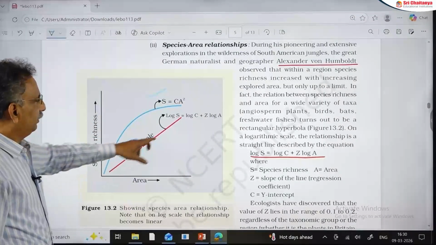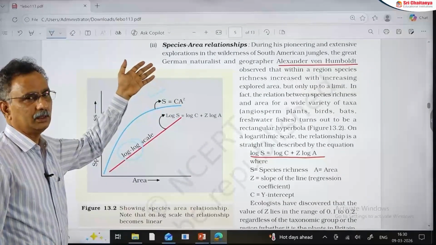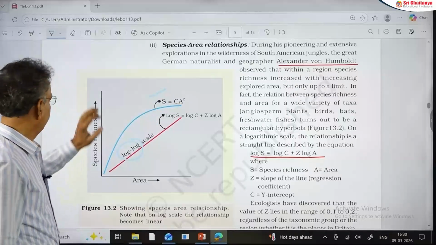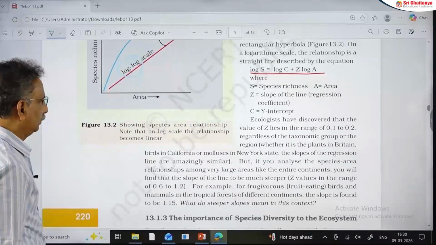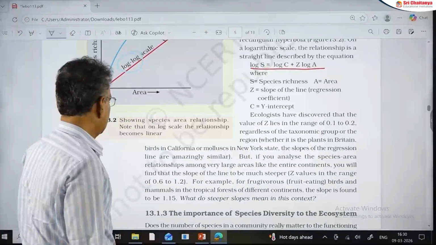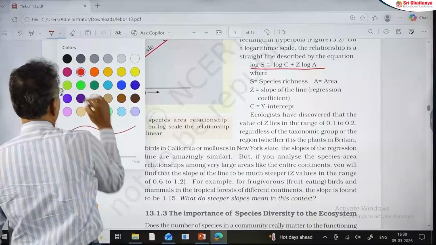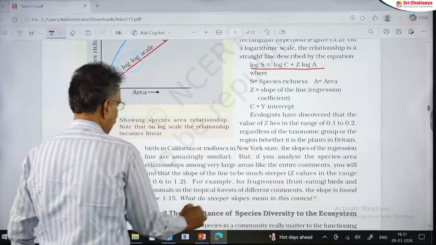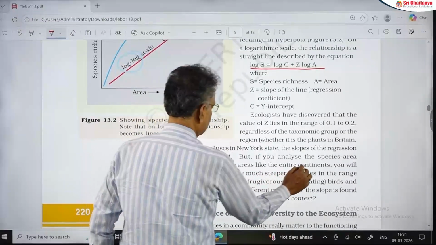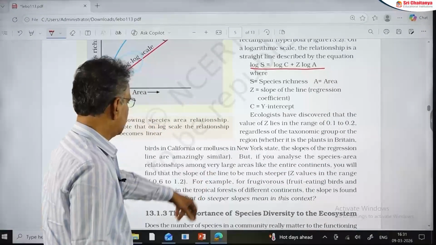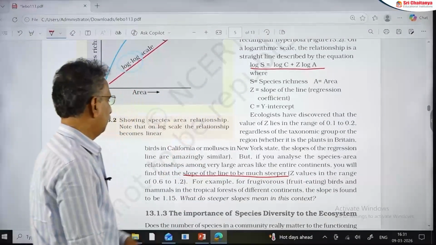However, whenever the area increases, the species number will increase enormously, but up to a limit only. It will not increase forever. That point you have to notice clearly here. So, the slope of the line is much steeper. If you analyze species-area relationships among very large areas like entire continents, you will find that the slope of the line is much steeper. For which one? Entire continents.